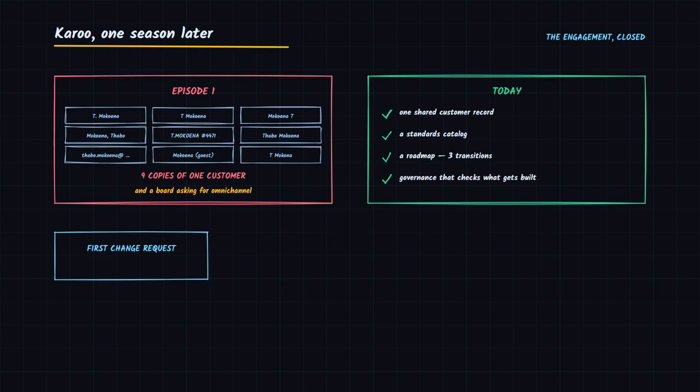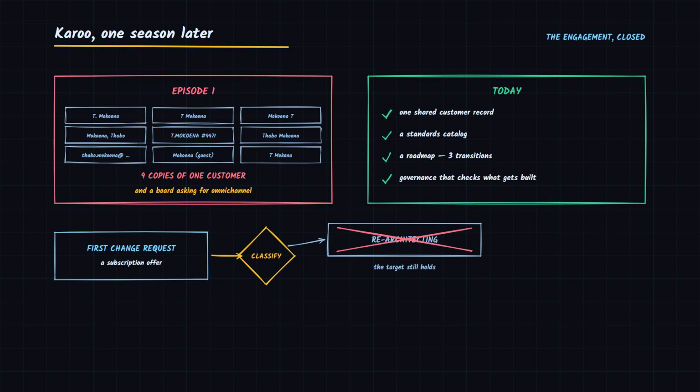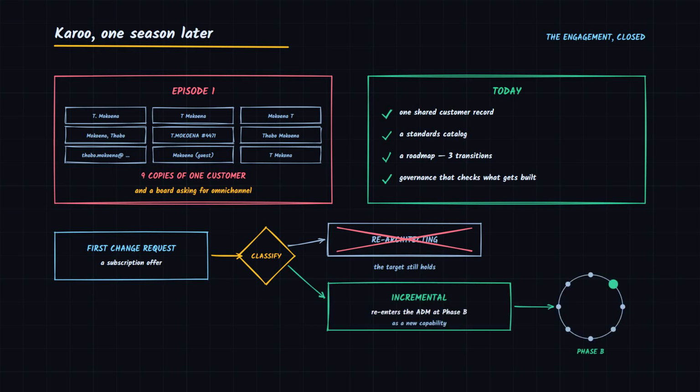The business wants a subscription offer, and it gets classified. The target still holds, so this isn't re-architecting. It's an incremental change that re-enters the ADM at Phase B as a new capability. Not a restart, another lap.